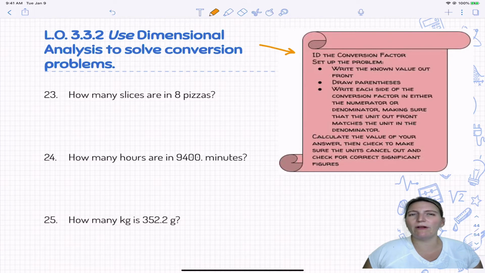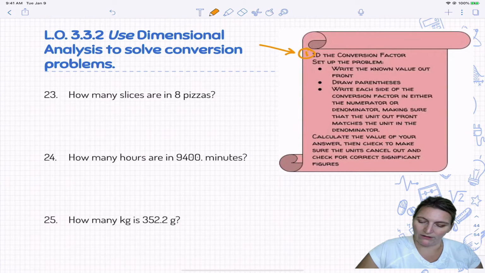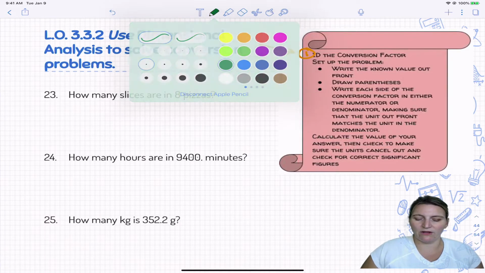So I'm going to show you how to use this technique, which is going to be new to you, to answer a question that you already know. And then eventually, once you learn the technique with things that you may be more familiar with, you can use it for conversions that you aren't very familiar with. So step number 1 is to identify the conversion factor.